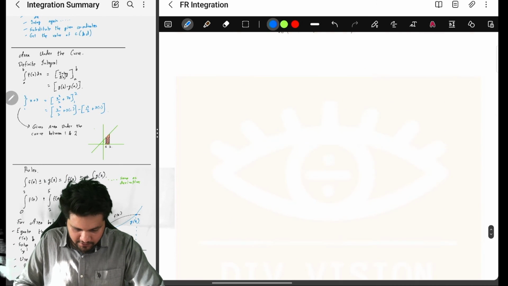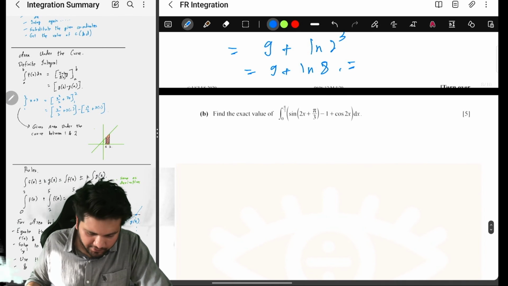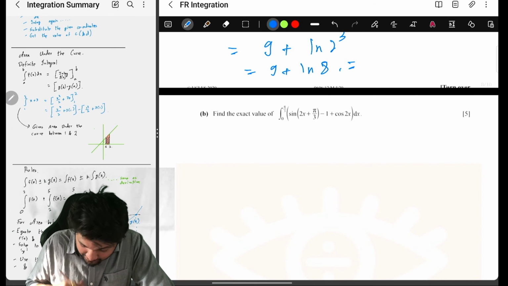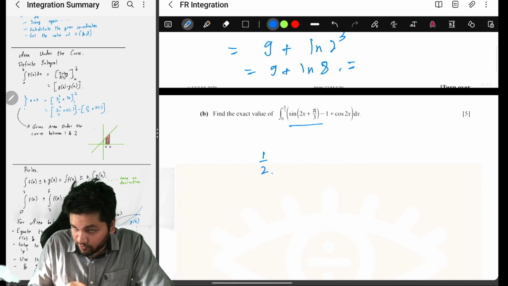And now let's talk about this b question. Find the exact value; this is not dependent on that problem, so it's okay, sequence doesn't matter. So the integral from 0 to pi by 3 of sine of (2x plus pi by 3) minus 1 plus cos 2x. What we are going to do is just integrate. So let's see, first sine of (2x plus pi by 3). We are just going to put 1 by 2, the coefficient of x.